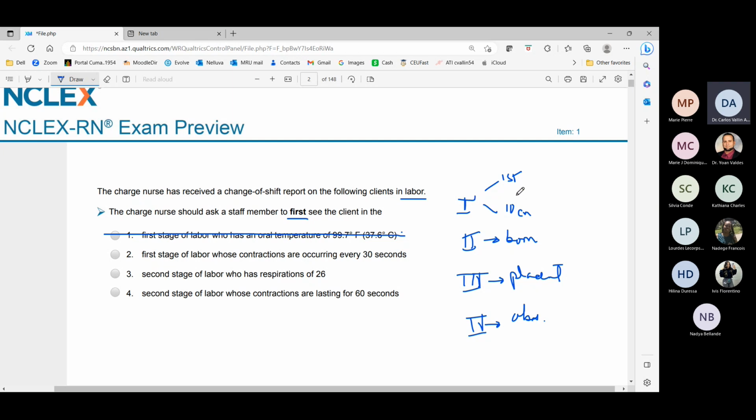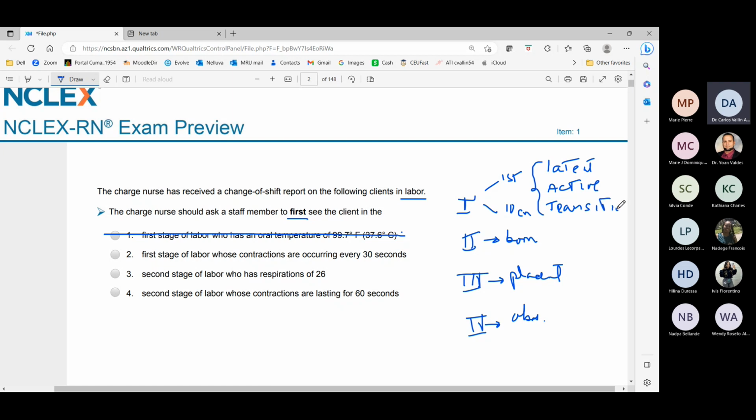Remember that the first stage is very long, it can last almost 12 to 24 hours. And for that reason it is divided in three phases. The phase that is slow is called latent. The phase in which the woman starts having more frequent and intense contractions is called the active phase. And then the strongest and most frequent contractions are in the transition phase.